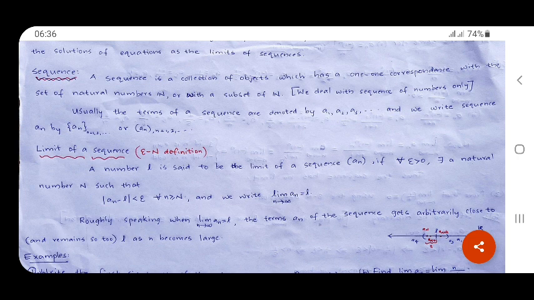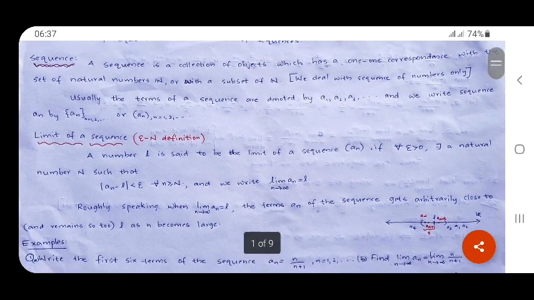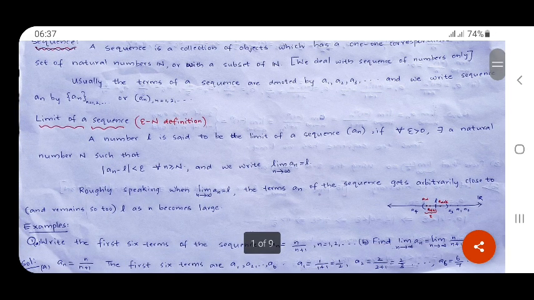Then the limit of a sequence. You have an epsilon-N definition for the limit of a sequence. A number L is said to be the limit of a sequence an, if for every epsilon greater than 0 there exists a natural number N such that |an - L| < epsilon for all n greater than or equal to N. And we write the limit as n tends to infinity of an equals L. That is, roughly speaking, the terms of the sequence get arbitrarily close to L as n becomes large.